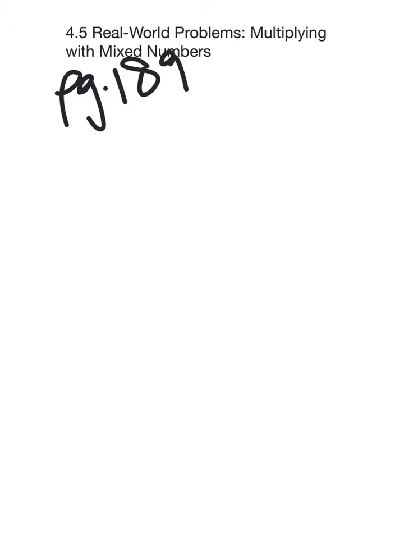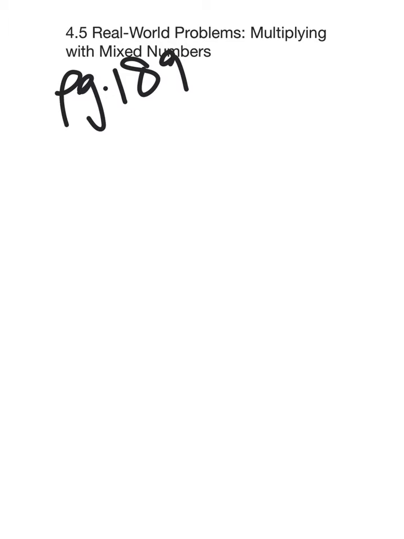This video is on lesson 4.5 in our math book. It's called Real World Problems Multiplying with Mixed Numbers. Please follow along on page 189 in your textbook. You should have your book open and following along with me. We're going to do the first problem there on that page in the blue Learn box.